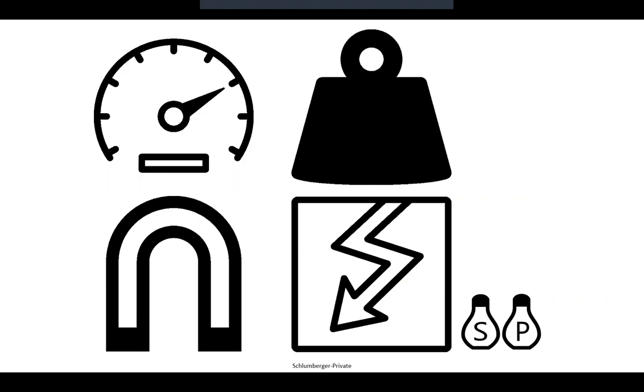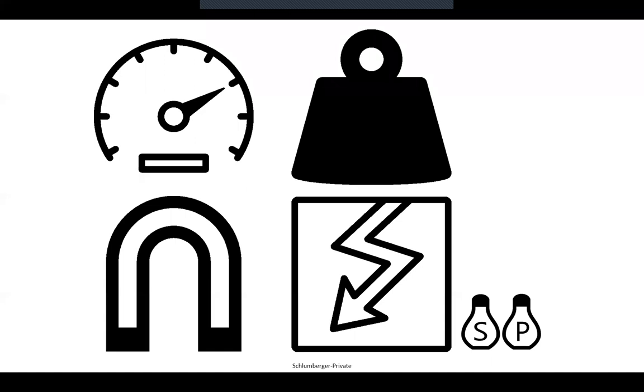Okay, so I guess that everyone knows what this is. This is a magnet. What is this? This is a weight. This is salt and pepper. Anyone, what is this thing here? A speedometer, right? If we drive fast, then the speedometer is very high here, and we see the value here. What is the last one that is here? Any idea? Electricity, exactly.